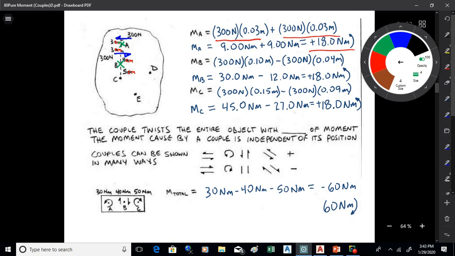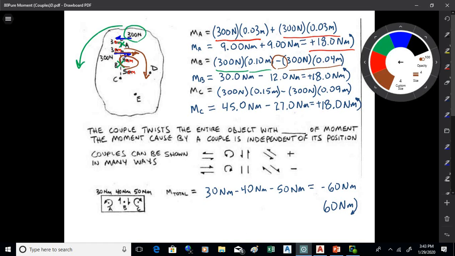Let's look at B, 4 centimeters down below that bottom force, and I'll have 300 newtons times 4, 3, and 3 makes 10 centimeters. That's going to go counterclockwise, 300 newtons times 0.1 meters. Now I have the one above, that's going to come around clockwise, and that has a moment arm of 4 centimeters, 0.04 meters. So that clockwise will be a negative. So I got 300 times 0.1 meters for the top one, minus 300 times 0.04 meters for the bottom one, and the difference is 18 Newton meters.